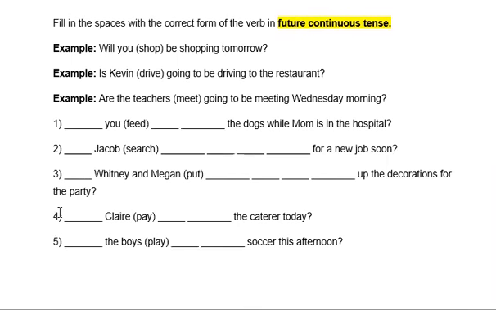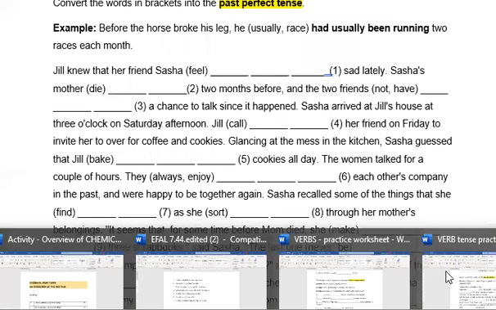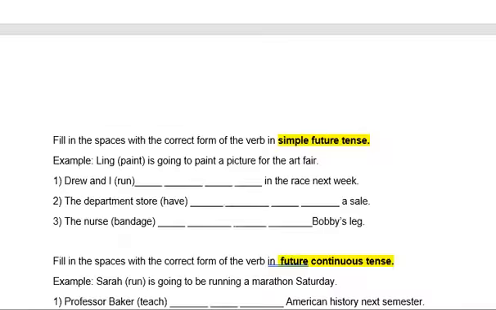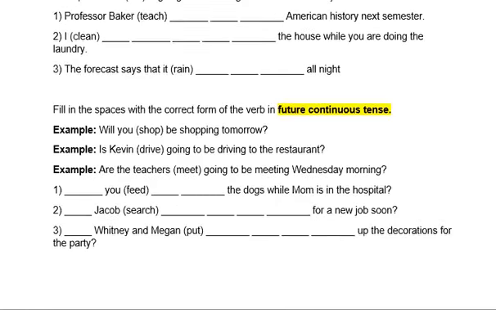Okay, then you also need to change this into future continuous tense. So an example is, will you be shopping tomorrow? Is Kevin going to be driving? So will you be feeding the dogs while mom is in the hospital? Will Jacob be searching for a new job soon? Will Whitney and Megan be putting up the decorations? Will Claire be paying the caterer today? Will the boys be playing soccer this afternoon? Right? That's simple. Let's see if there's anything in the grade 7 worksheet that I haven't covered. Yeah, I think that's about it, guys.